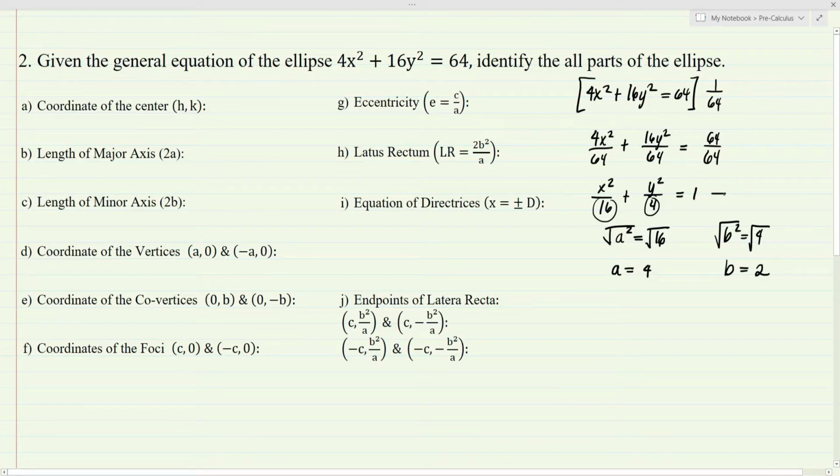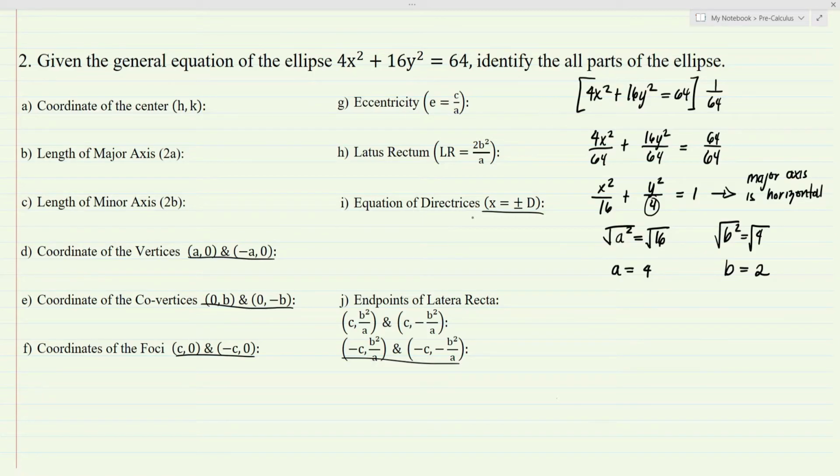Then, as I mentioned a while ago, the major axis of this ellipse is horizontal. The reason for that is our a squared is located on the term containing x squared. So if that's the case, we would use the following coordinates to solve for its parts. These coordinates and equations are different from the ones in the previous problem.